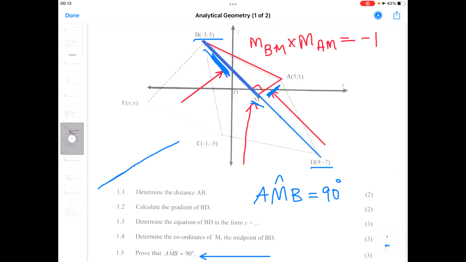You obviously calculated that point M on the previous question. So you use those 2 points, M and A, to calculate the gradient, of which once you are done, you multiply them together. Therefore, it would mean AM is perpendicular to BM.